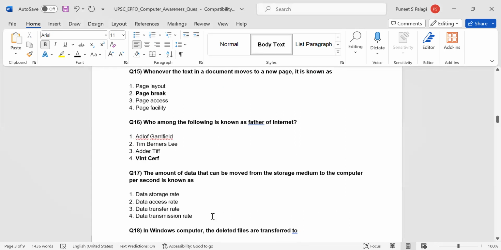The next question. The amount of data that can be moved from storage medium to the computer per second is known as data storage rate, data access rate, data transfer rate, data transmission rate. Read the question carefully. The amount of data that can be moved from the storage medium to the computer per second is known as data transfer rate.